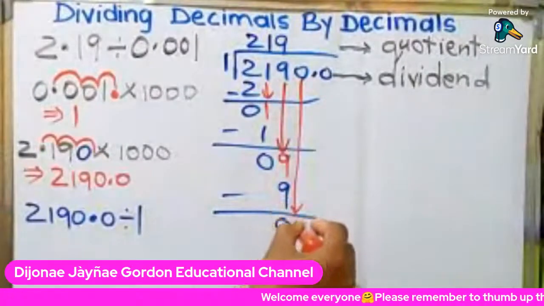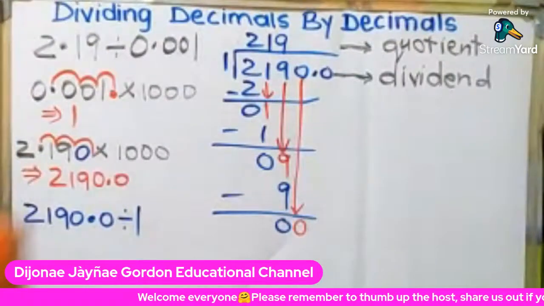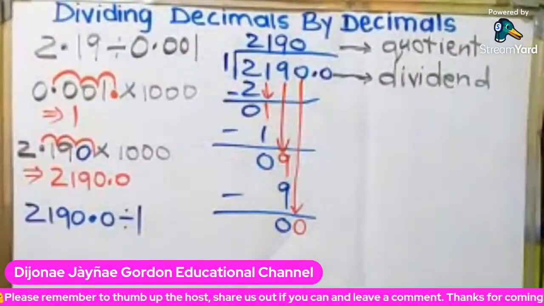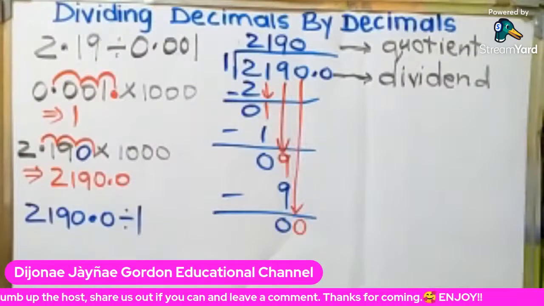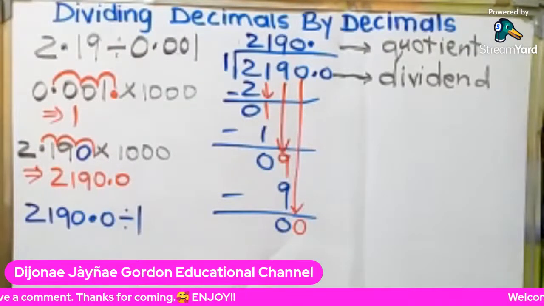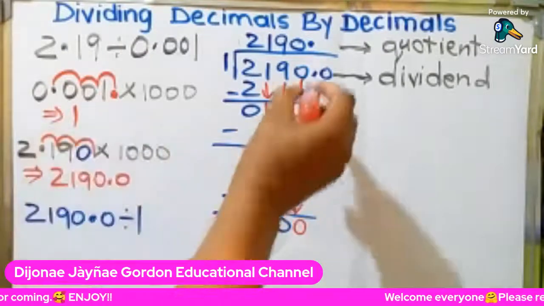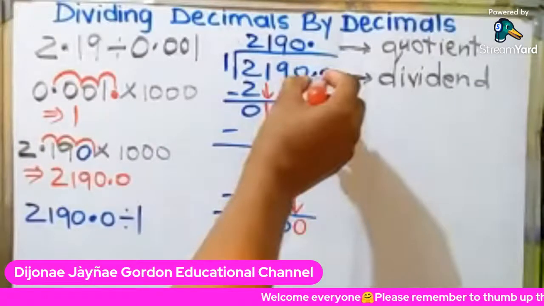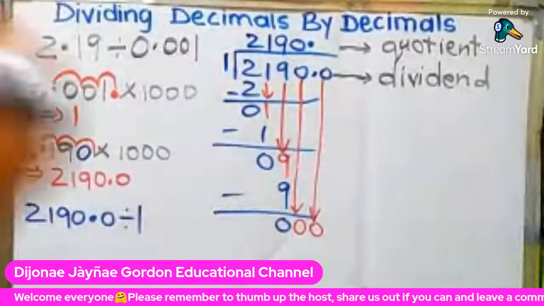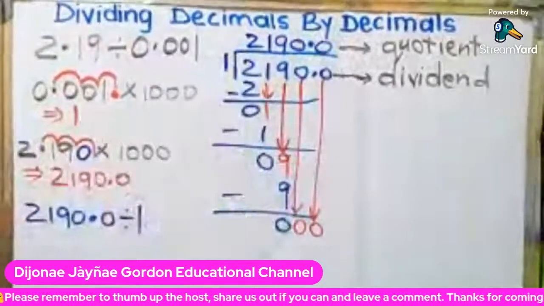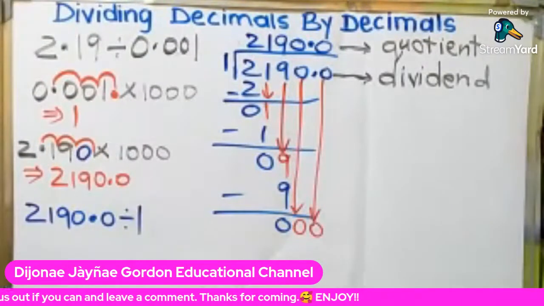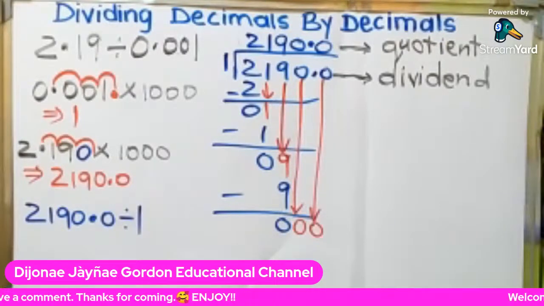Look to see what is next in line, and of course we have 0. We're going to bring it right down, and of course how many groups of 1 can you get from 0? You can get 0 groups, right? So what is next in line? We have our decimal place, so we bring it up into our quotient. What is next? We have a 0. We're going to bring it right down. And of course, when we bring it down, we ask ourselves, can we get a group of 1 from 0? Of course, we can't. So we're going to put 0 right here. So in this case, our quotient is 2190.0, which is the same thing as 2190.